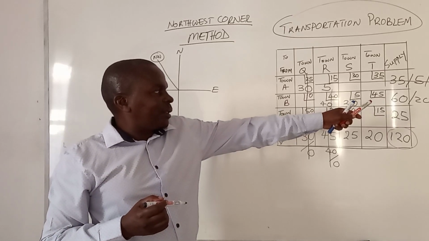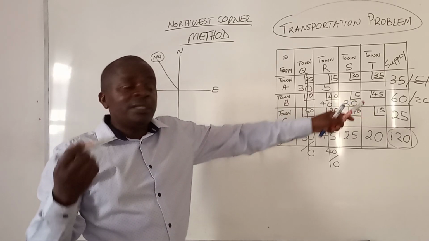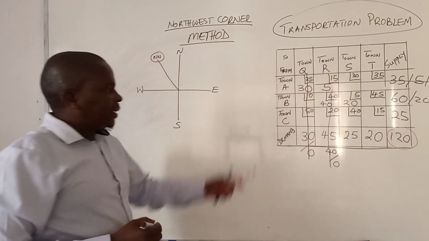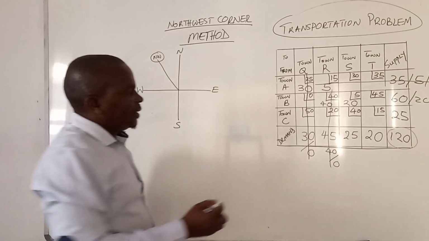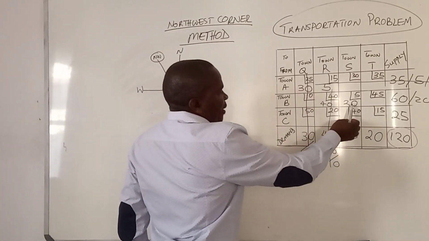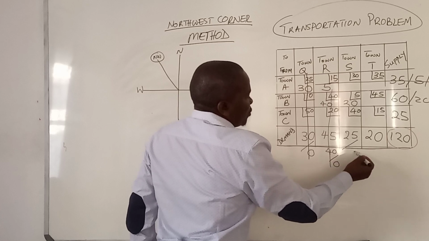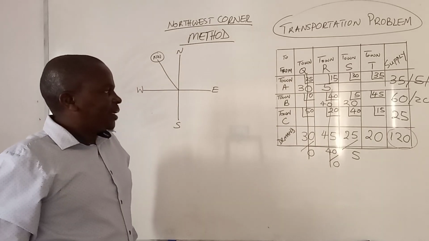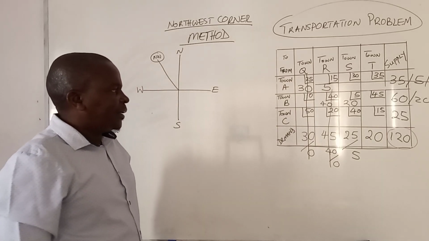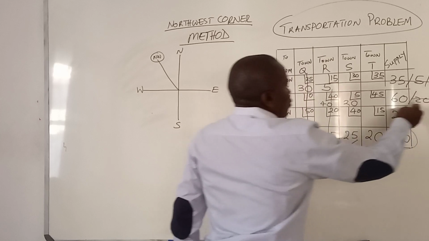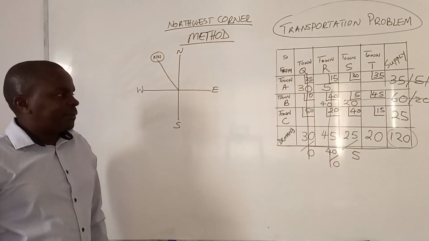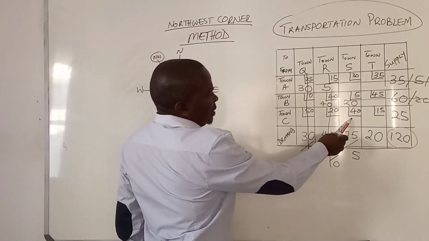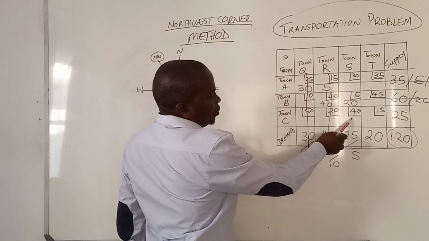For town B, on that other side is 20. What is 20 minus 20? 0. 0 there. And then downwards is going to be 25 minus 20, which is going to give us what? 5. So there's 5 remaining there. So it means town S has not been satisfied. So since there is a 0 here, we're going to cancel out that part.